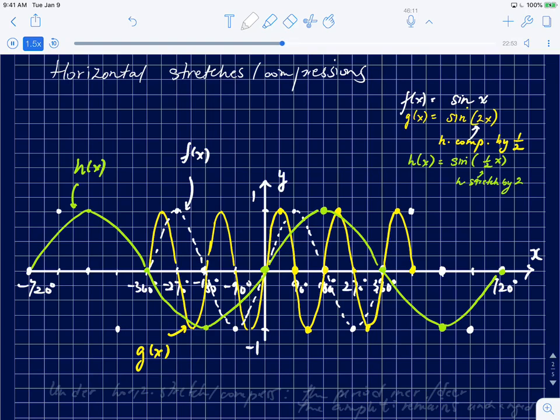Okay, so we notice here we'll leave 1 for the cosine there. But what do we notice happens under horizontal stretches and compressions? Does the period remain the same? Okay, so under horizontal stretches and compressions, the period increases or decreases. What about the amplitude? Does that change? No, the amplitude remains unchanged.